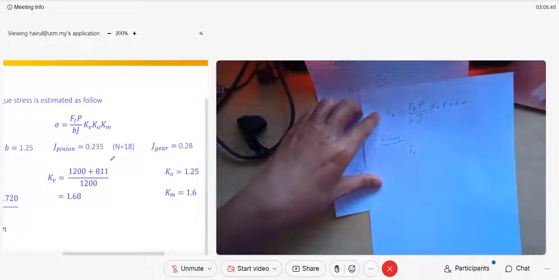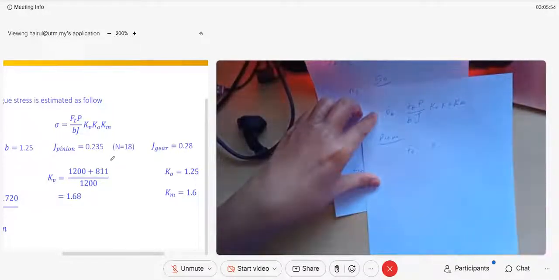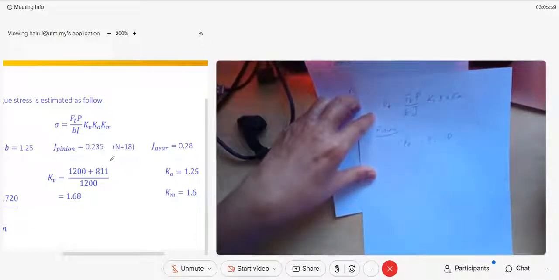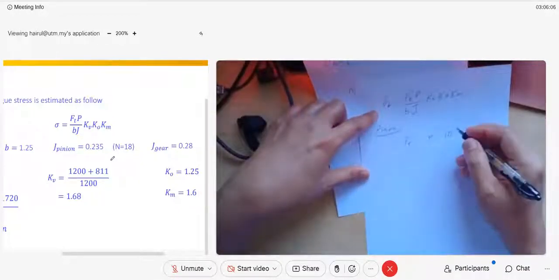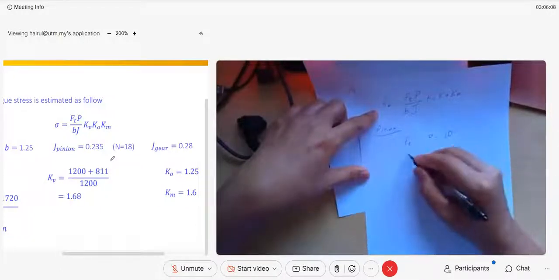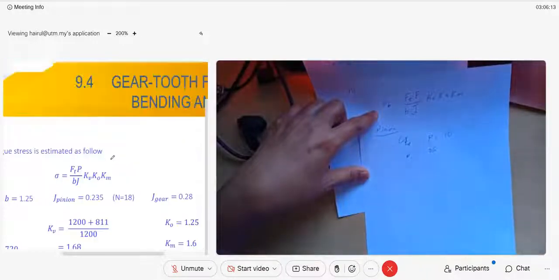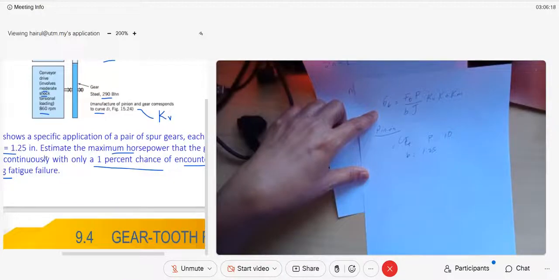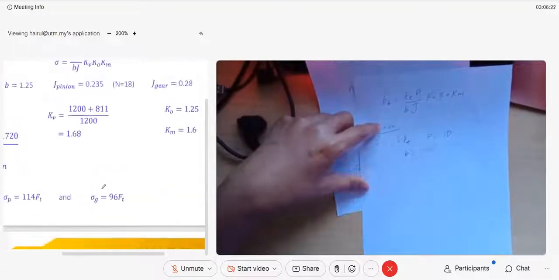What is our P, the diametrical pitch, for pinion? P is 10 per inch, because for pinion it is N over D. Then B: B is 1.25 inch. They already gave the thickness, but B is the face width, not the thickness. The face width of the gear is 1.25 inch.